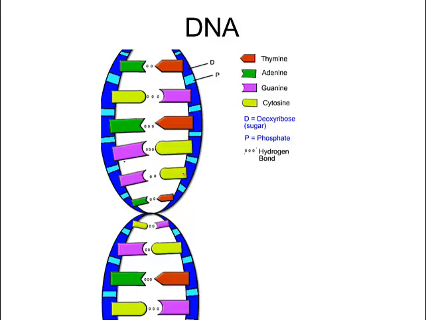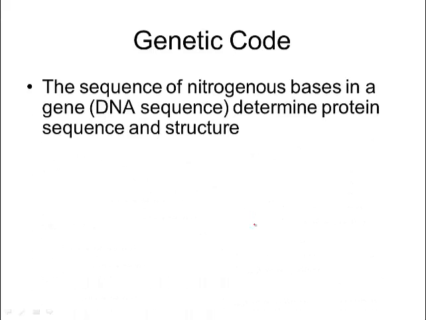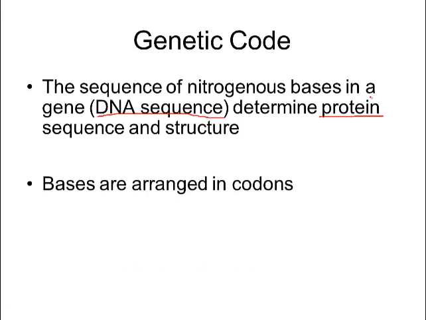The order of these bases that are here, that is what is going to determine what kind of protein we can make. So what we call that is the genetic code. So it is the sequence of the bases in the DNA. We call that the DNA sequence that's going to determine the actual protein sequence and thereby the protein structure. So it is the sequence of those A's, T's, G's, and C's, whatever order they're in, that is going to determine what kind of protein we can make.